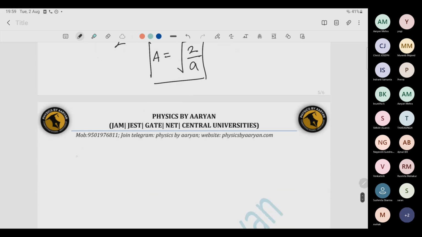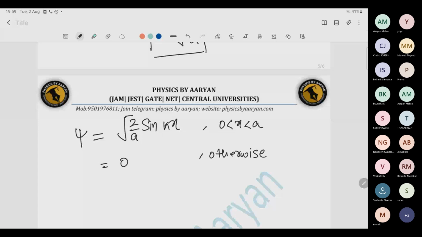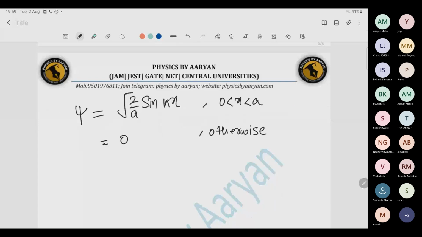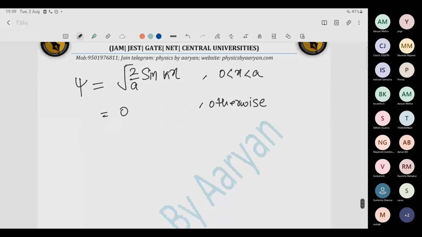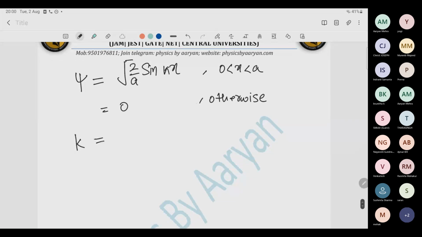So A is under root 2 by a. Let's define the final phi. It is under root 2 by a sine kx inside, meaning when x is 0 to a, and it is 0 otherwise. What I said in the starting is that if you know the wave function, you know each and everything. So do we know energy? These are the different possible values of phi. Now your k is under root 2mE by h cut.